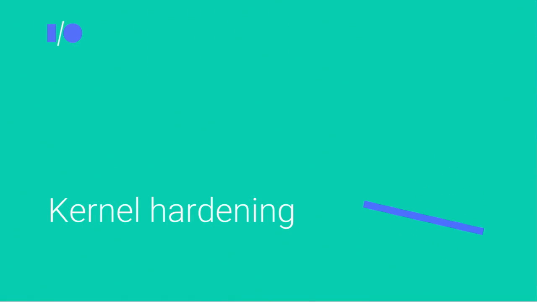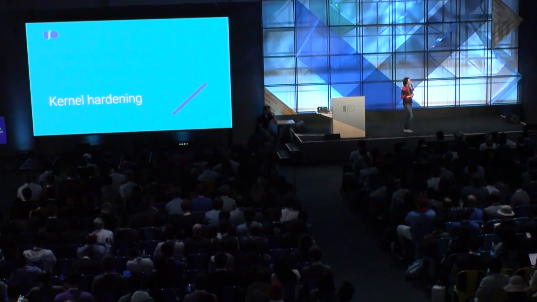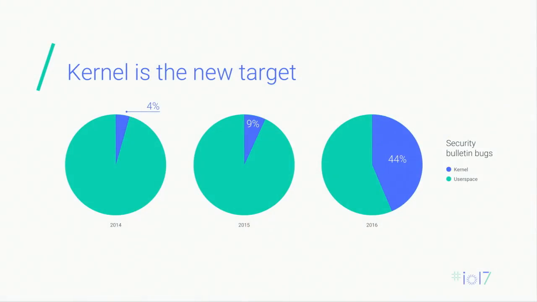All right, so speaking of the kernel, why is the kernel important? In the last year, we have spent a lot of time hardening the kernel. And we did that for one major reason. We see that kernel bugs are becoming a much larger proportion of Android security bugs. Whereas in 2014, about 4% of Android security bugs were kernel bugs, that number increased significantly to about 44%.